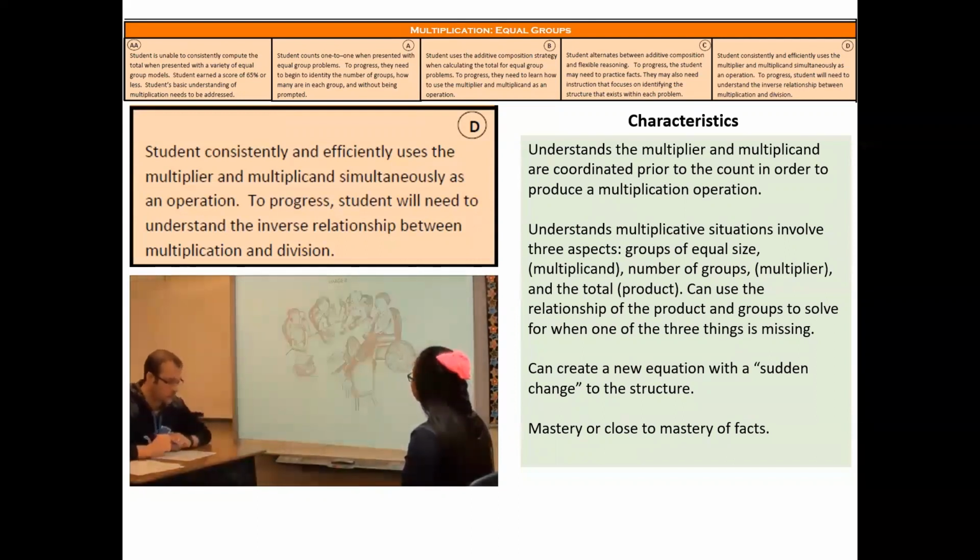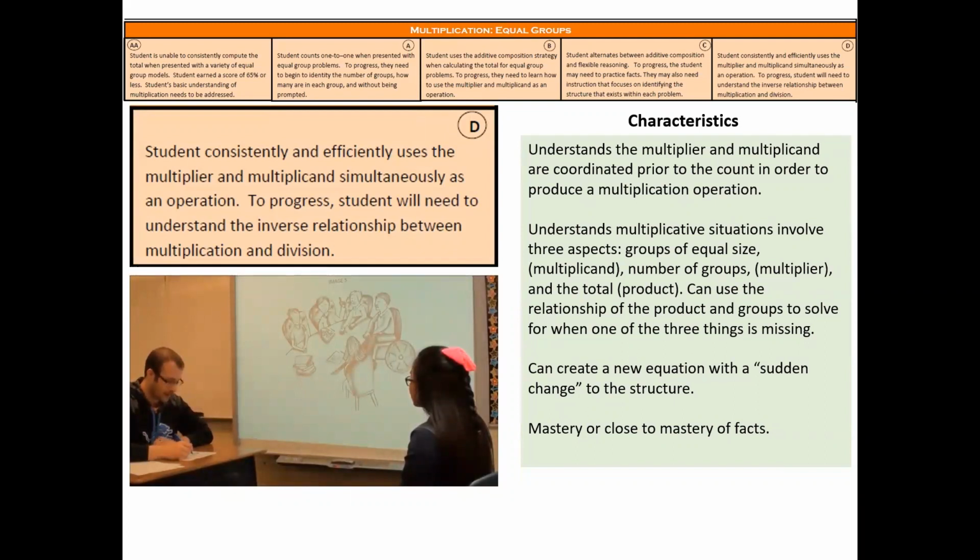If there were 4 tables in a room that looked like this, how many people would there be? Oh, I was thinking of chairs. Okay. 20. How'd you figure that out? 5 times 4. Okay. So characteristics, it says understands the multiplier and multiplicative are coordinated prior to the count, right?